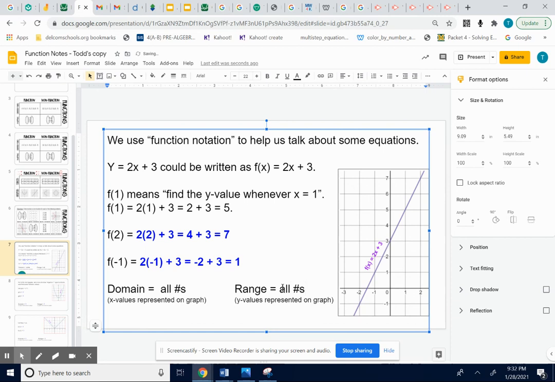Okay, we'll look at a few more Algebra 1 type problems on the next 2 slides. But again, you're not going to be tested on this. This is just an extra bonus.